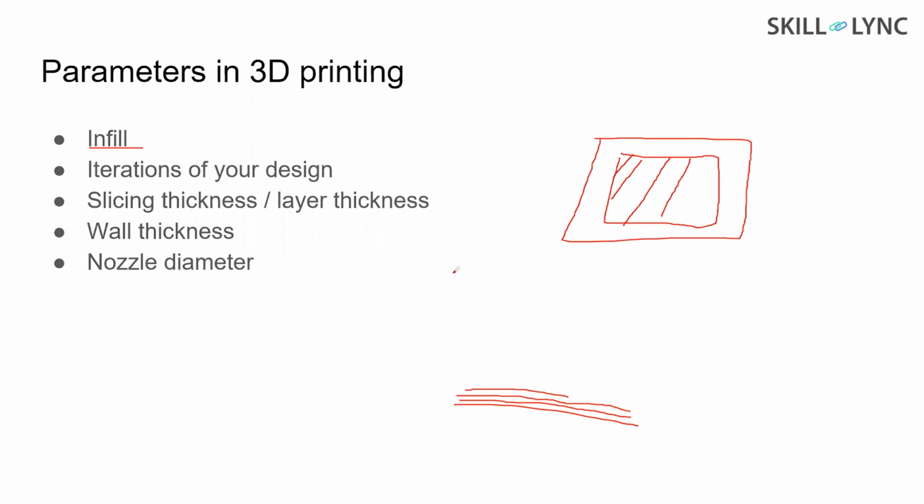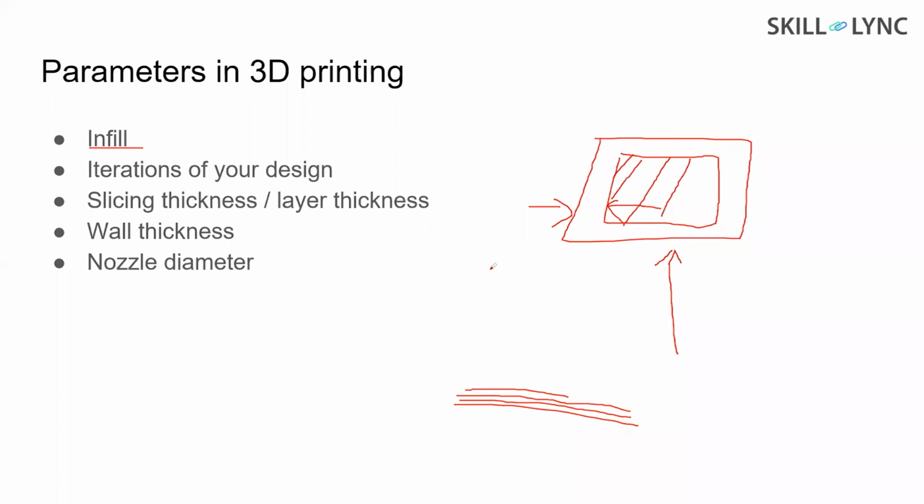And you have the wall thickness, right? What is wall thickness? The thickness of your exterior wall, how thick it should be, right? It shouldn't be too thin. If you're using this part for some application, and your wall thickness is too thin, if you just touch it or hold it in your hand, it can break, right? So in that case, you need to increase your wall thickness, right?